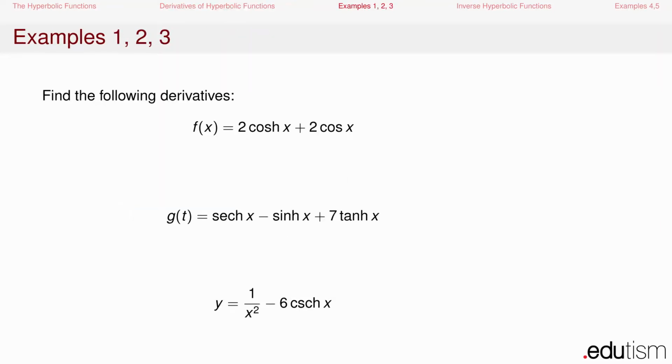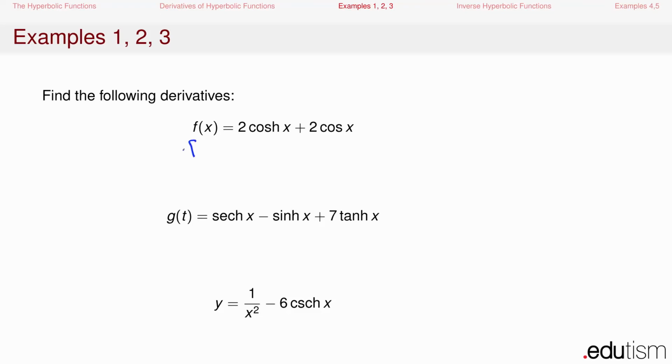So, in examples 1, 2, and 3 here, we're going to do some derivatives using the derivative rules for the hyperbolic functions. For the first derivative, we want to find the derivative of f of x equals 2 cosh of x plus 2 cosine of x.